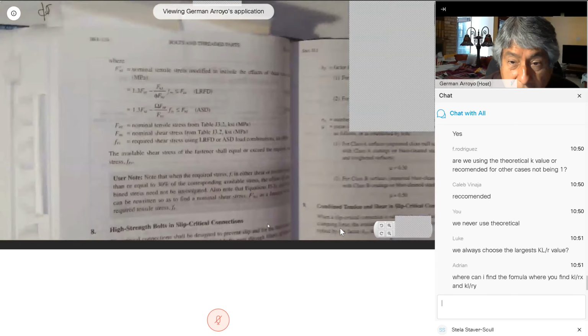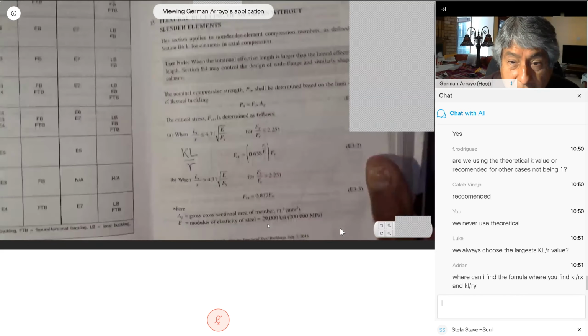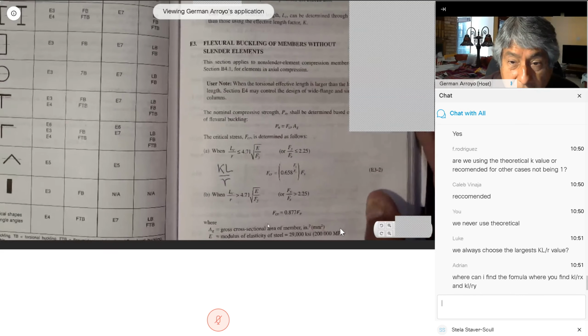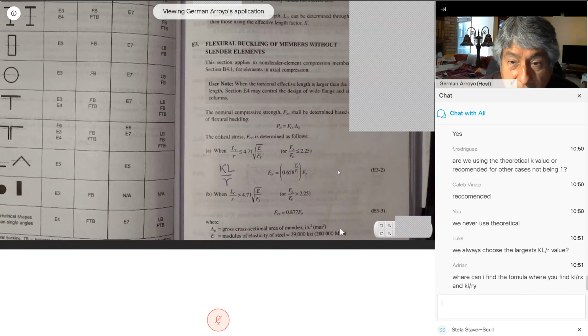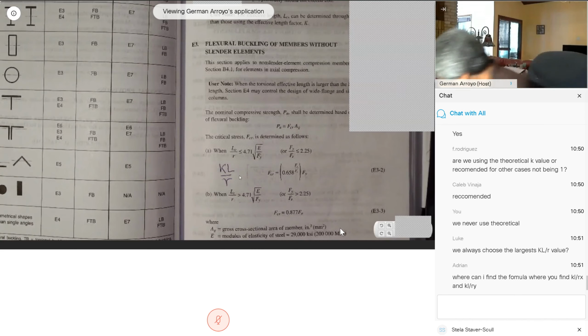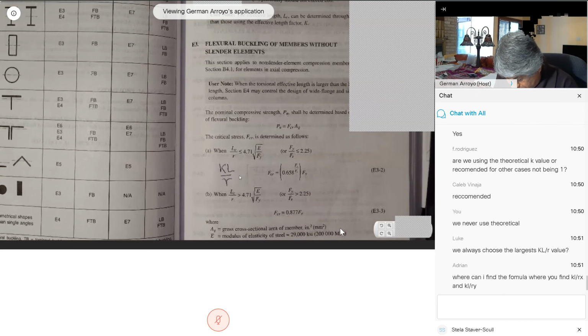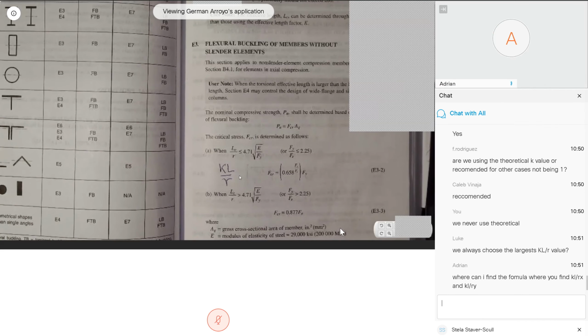Chapter E. In chapter E, I mentioned to you before that the code now calls it effective length. The effective length is the KL. So here we had a KL over R, and this is called the slenderness ratio. How slender the column is. And also, I want you to remember always from yesterday, I want you to remember this.